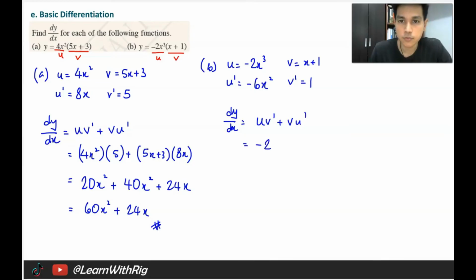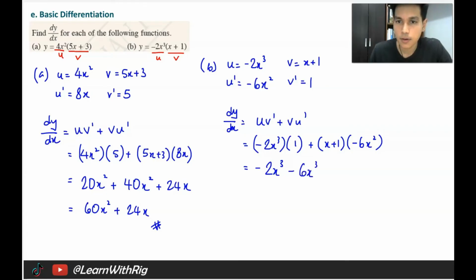So negative 2x cubed multiplied by 1 plus x, plus 1 multiplied by negative 6x squared. You get negative 2x cubed minus 6x cubed minus 6x squared. So you get negative 8x cubed minus 6x squared. So this is your answer.